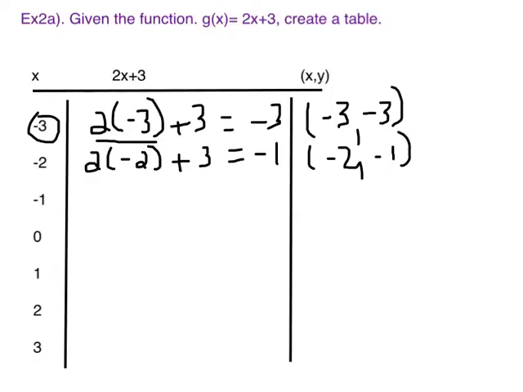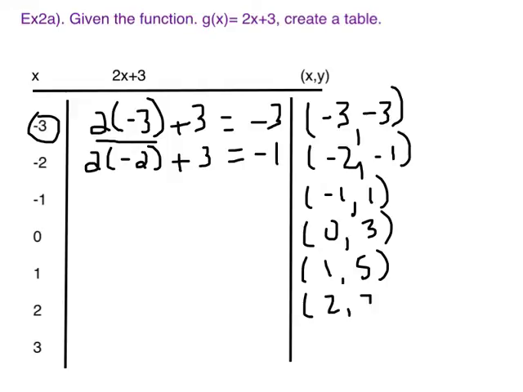All right, thank you for coming back. The table here now we're going to go through. The next one you should have gotten: -1 would actually turn out to be 1, and then 0 would have turned out to be 3, and then 1 should have come out as a 5, and then 2 as a 7, and 3 as a 9. Okay, how did I get that?